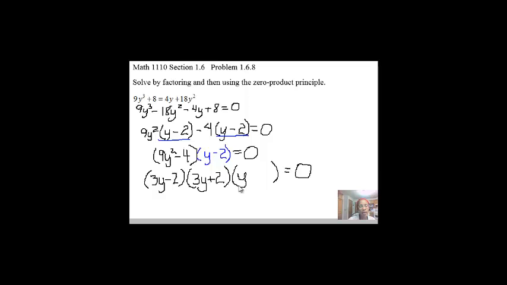And now I'm just recopying y minus 2. So each of these factors, using the zero product principle, gets set equal to 0. So 3y minus 2 is 0, in order for this to be true, this is the zero product principle, or 3y plus 2 is 0, or y minus 2 is 0. So those are the three equations that I need to solve.